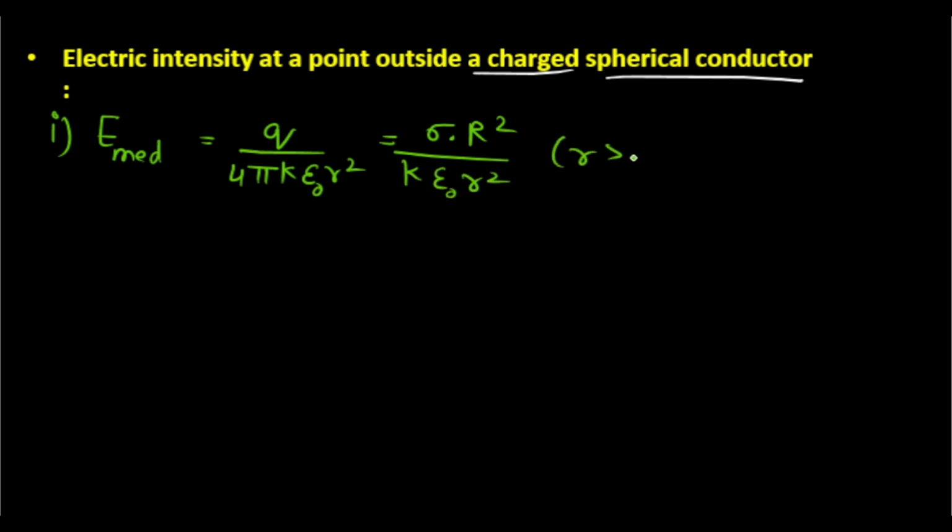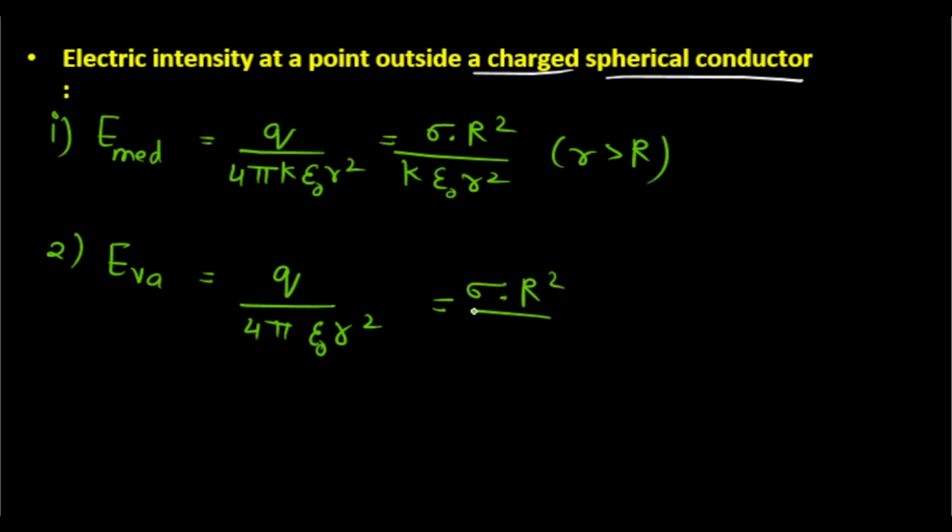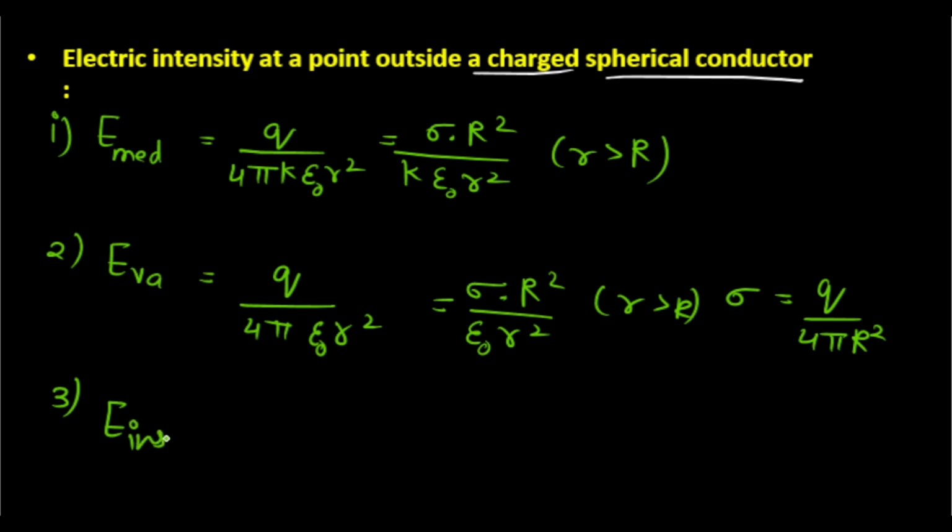In this, internal R is greater than external R. Second, E in vacuum, which is Q upon 4 pi epsilon naught r square, is equal to sigma into R square divided by epsilon naught into r square, where r is greater than R. Sigma is equal to Q upon 4 pi R square. Now, third is E inside. E inside is equal to 0, where r is less than the bigger R.